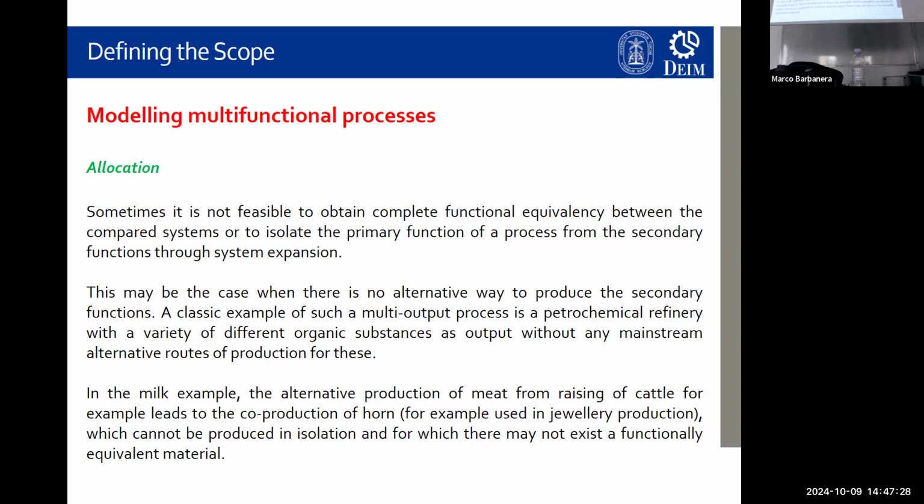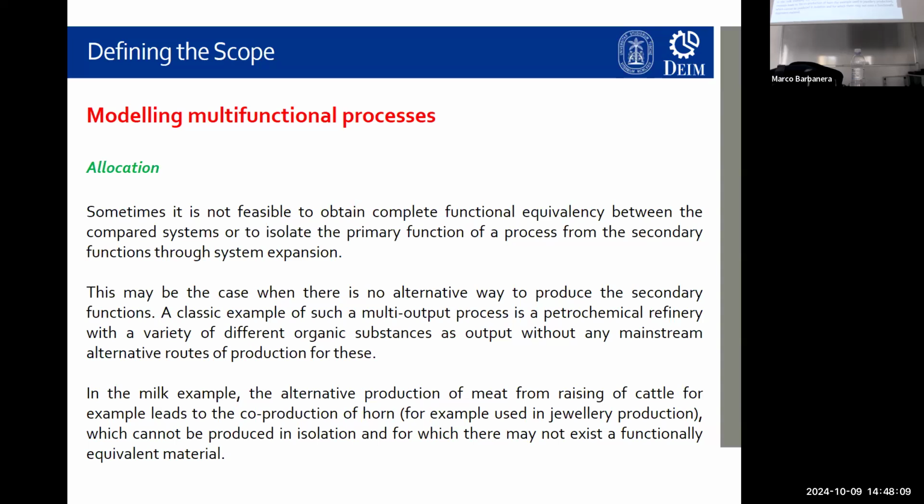I repeat, we have the first way, which is the division of the unit process into different sub-unit processes. The second approach is the application of the system expansion approach. The third way is the application of the allocation procedure. The allocation procedure is divided into at least 3 different criteria.